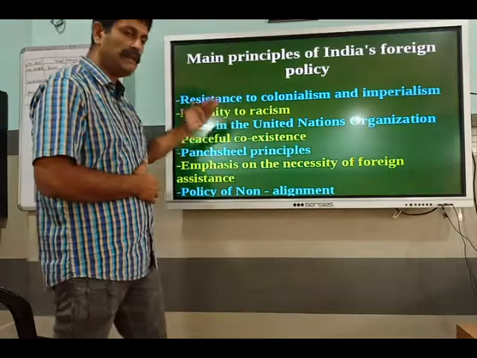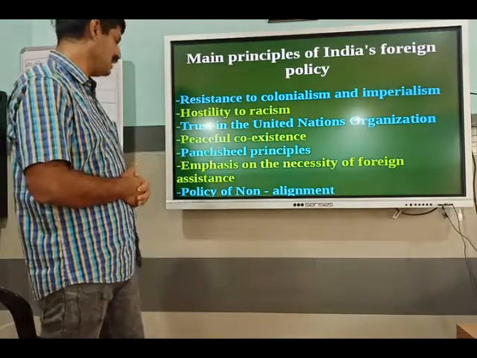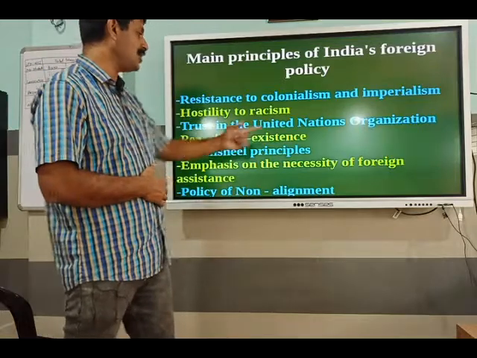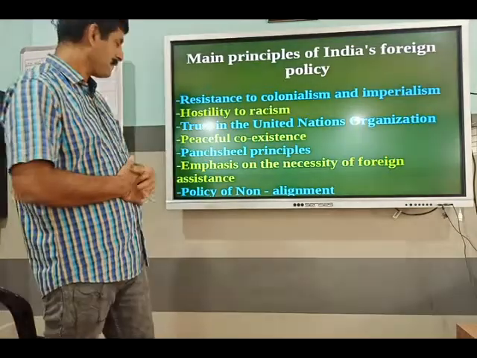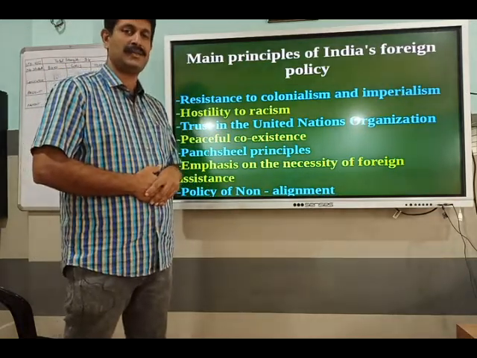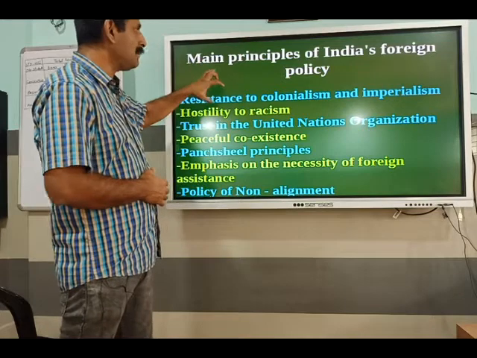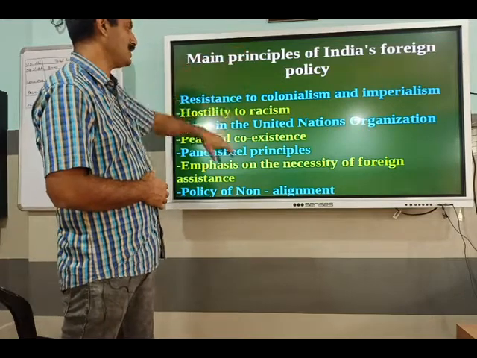The Panchashila principles, the basic principles of India in foreign policy. Emphasis on the necessity of foreign assistance and the policy of non-alignment, not being part of any bloc. These are the main principles of India's foreign policy.